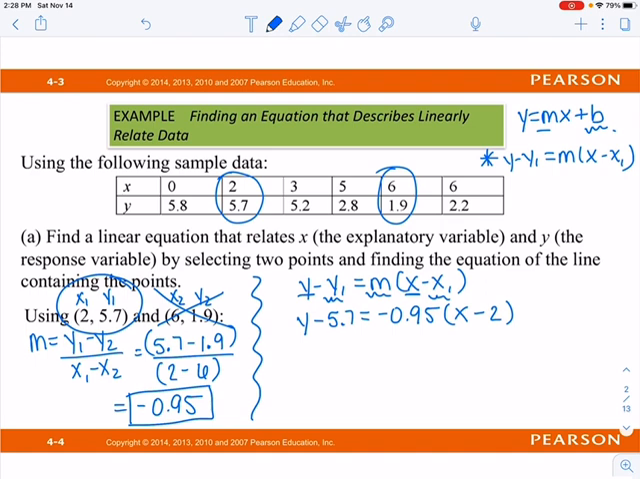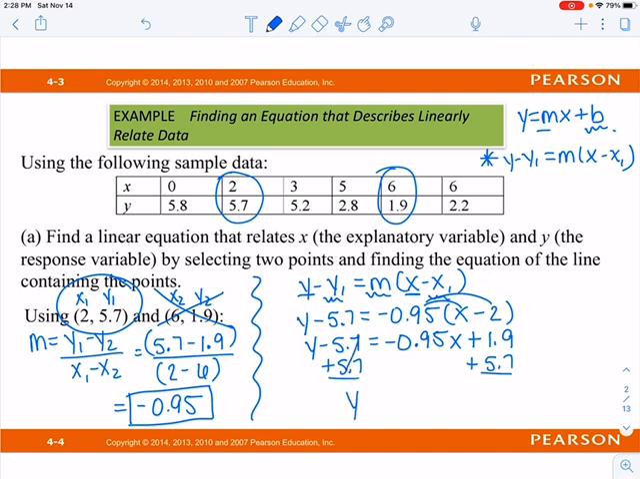Okay, and that is the equation of the line, but now we're going to transform that into y equals mx plus b form. So I'm going to distribute that negative 0.95 through the parentheses. So I'm going to have y minus 5.7 equals negative 0.95x plus 1.9. Last thing I'll do is add 5.7 to both sides.